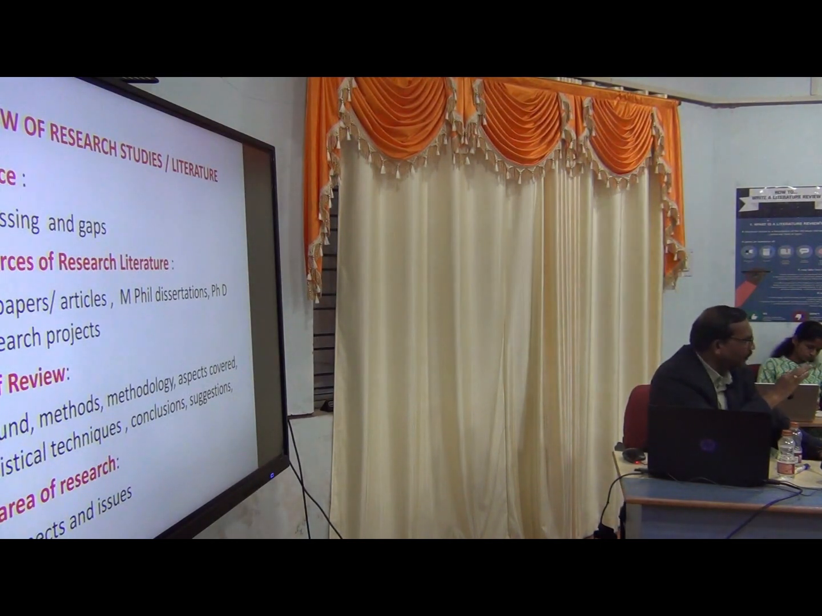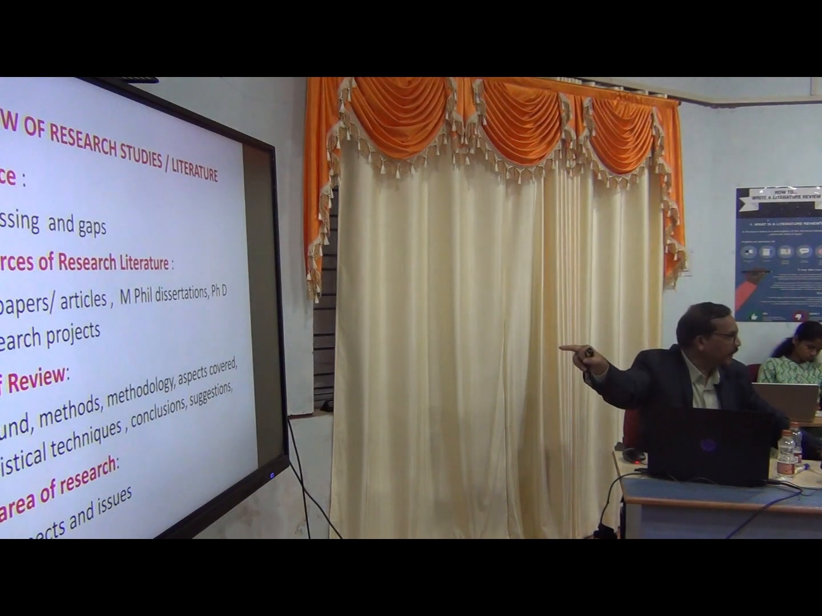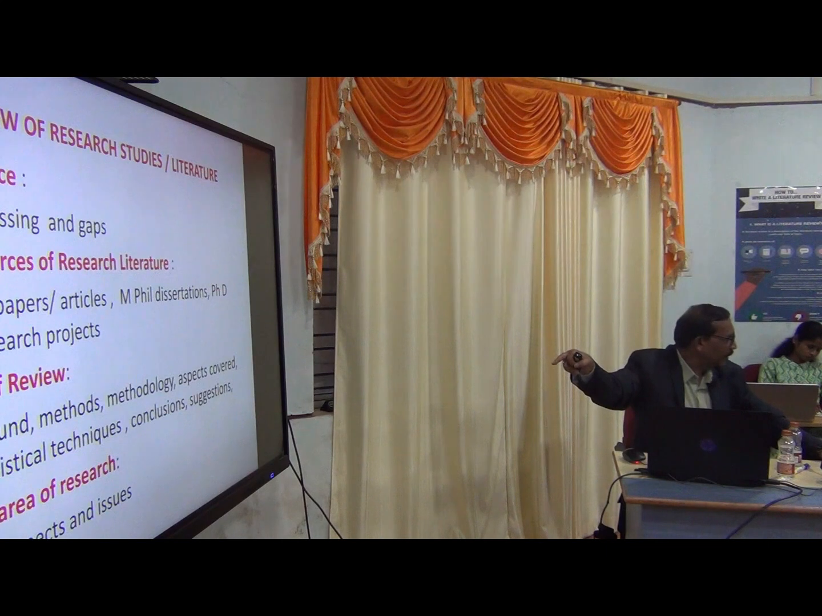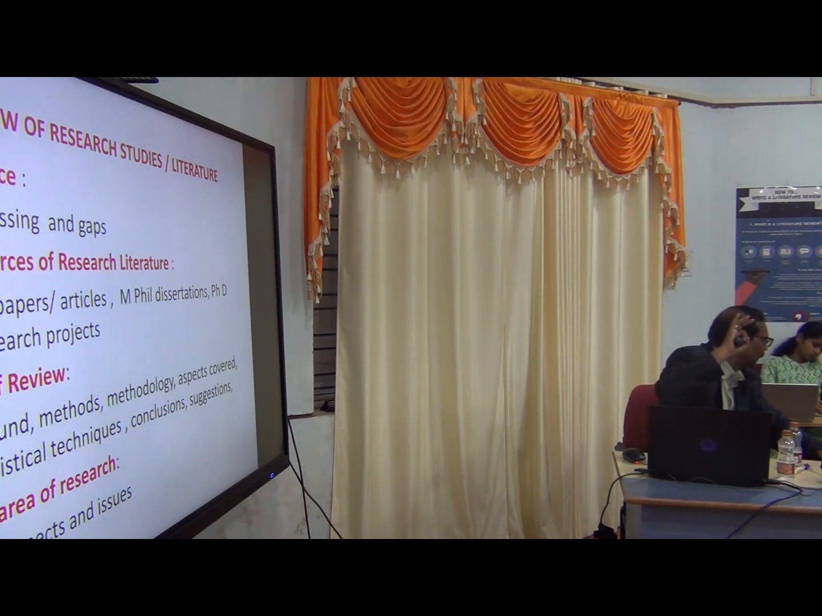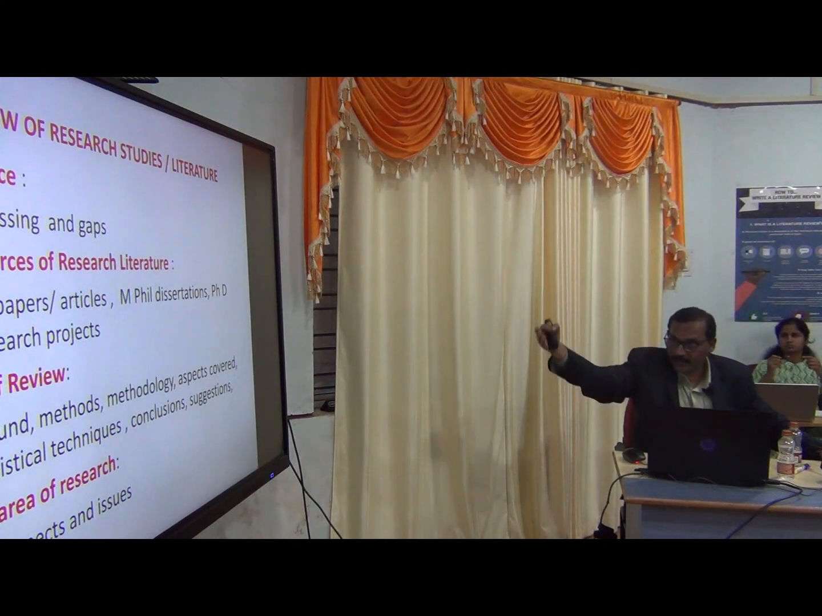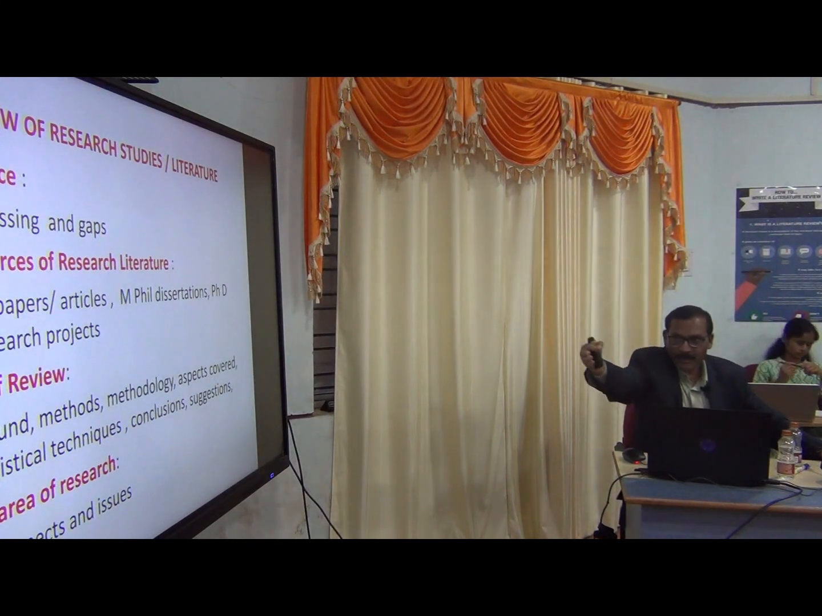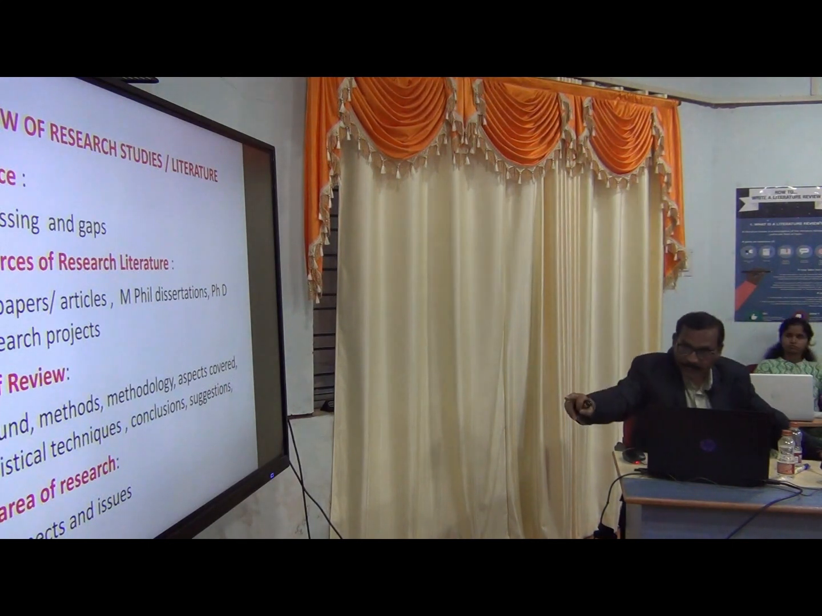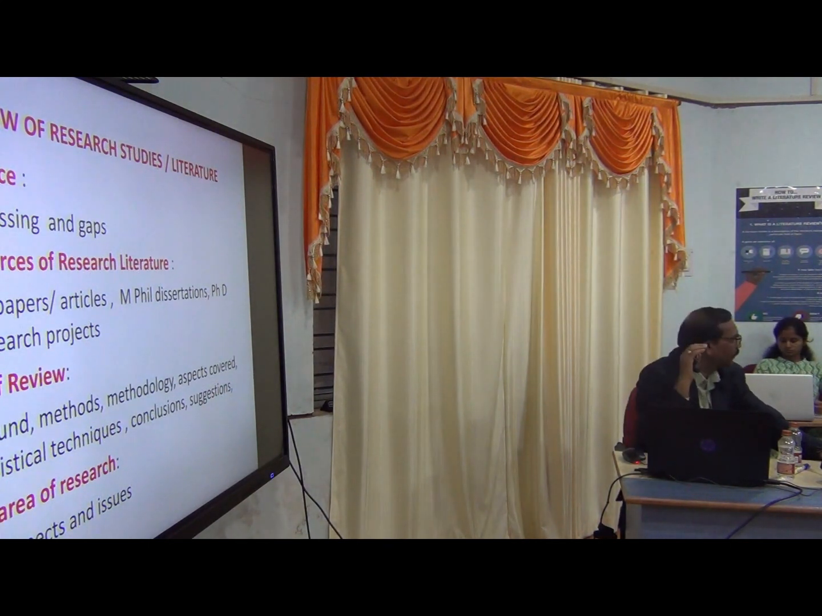So your review of research literature should comprise all these ingredients. Understanding? This should be incorporated. This should be there in your review of research studies. Understanding? Background, methods, methodology, aspects or dimensions, periods, statistical technique, conclusions, suggestions. Then next is to identify further areas of research.